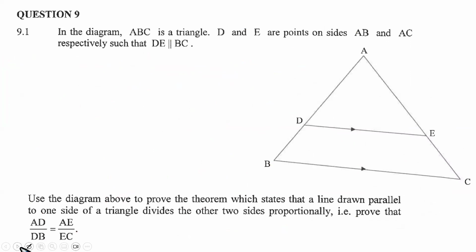So the next thing is to look at this particular question. In the diagram, ABC is a triangle. D and E are points on sides AB and AC.